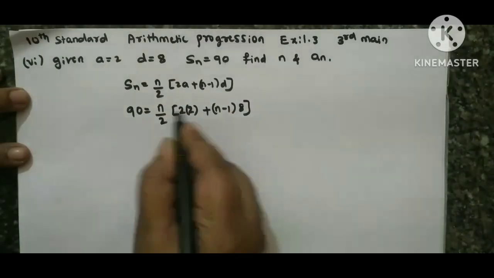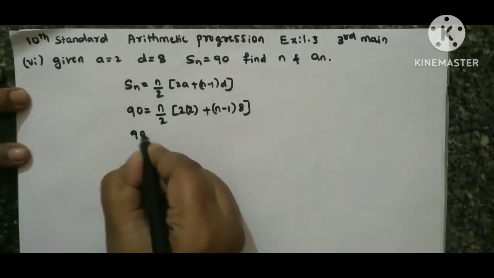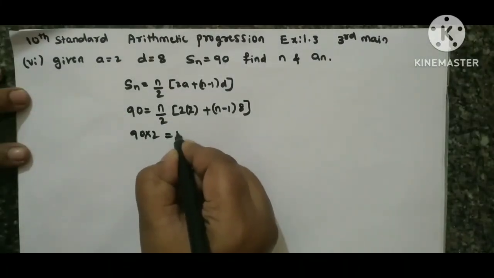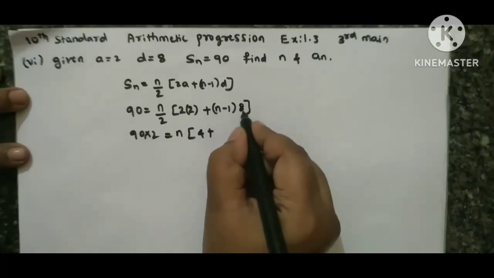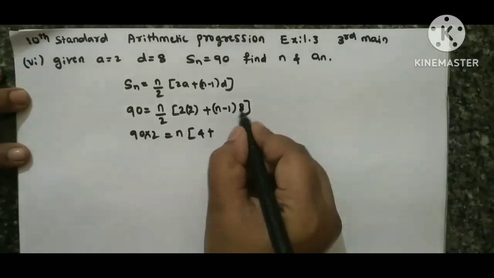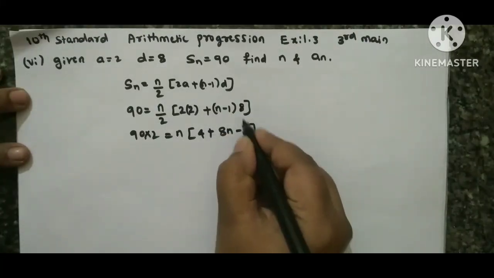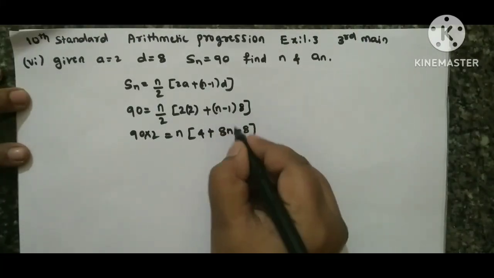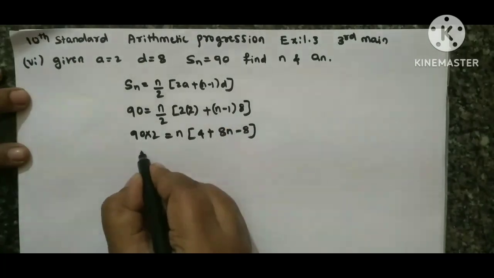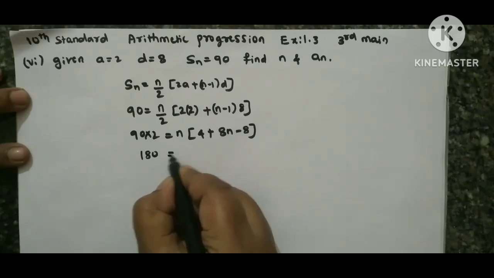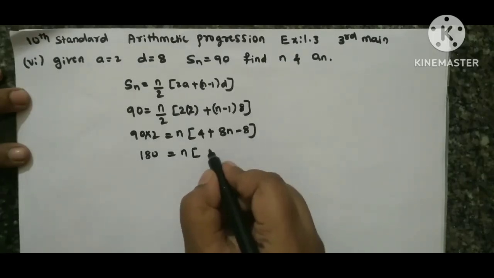Now this 2 is outside the whole bracket, so you can transfer this 2 to the left side. So 90 into 2 equal to n into 2 twos are 4 plus n minus 1 into 8. You multiply the 8 inside the bracket. 8 into n is 8n, minus 8 into 1 is 8. Like that I multiplied inside the bracket. 90 into 2 is 180, equal to n into, here 4 minus 8 is minus 4, we will get.